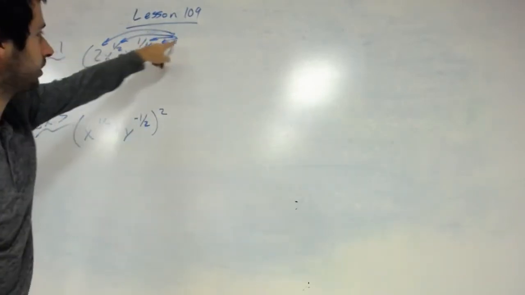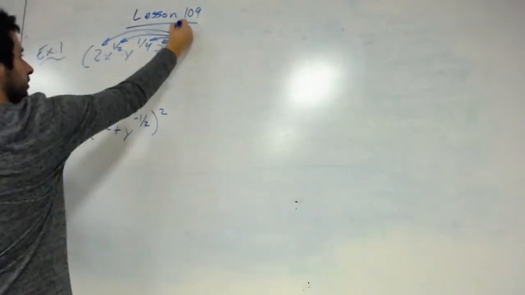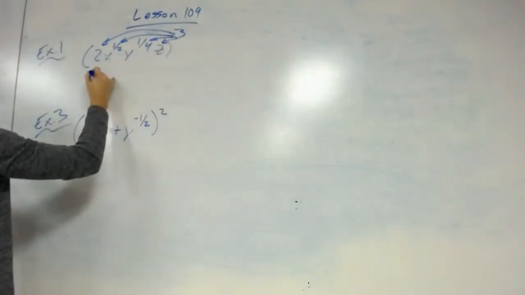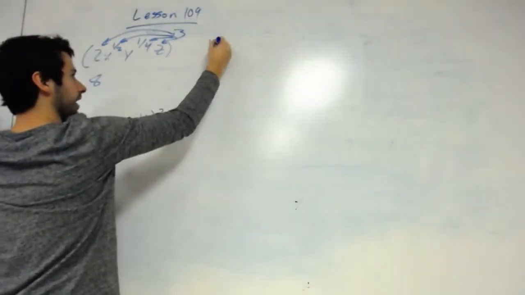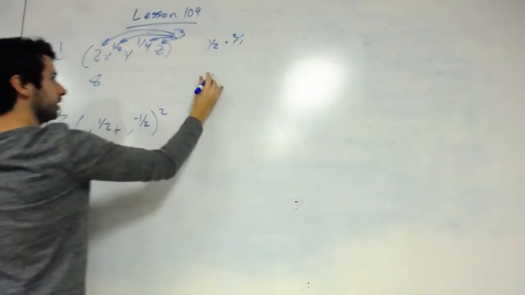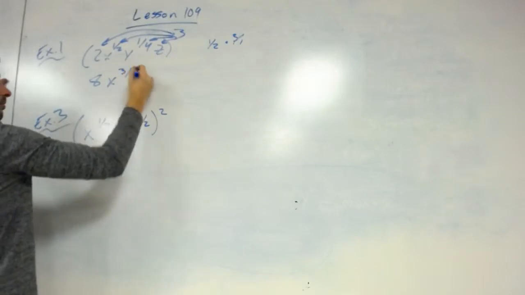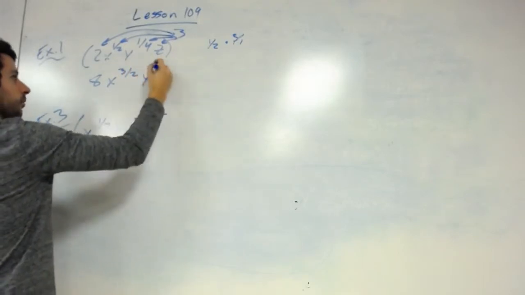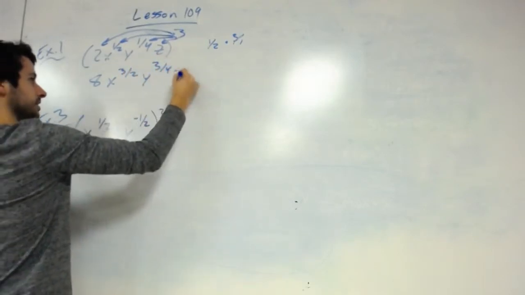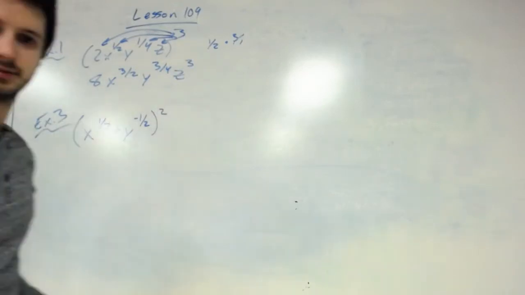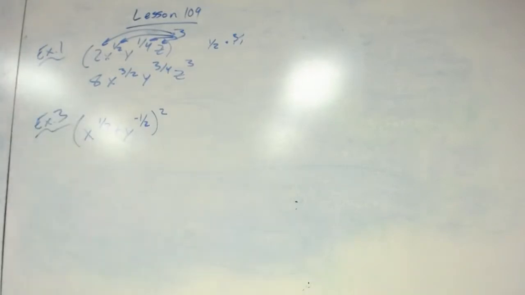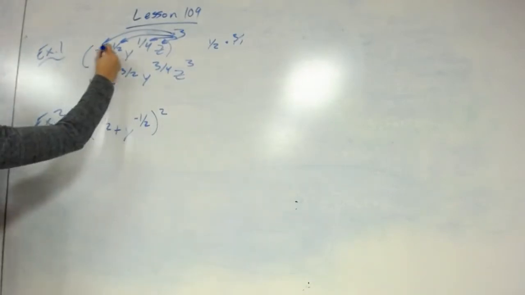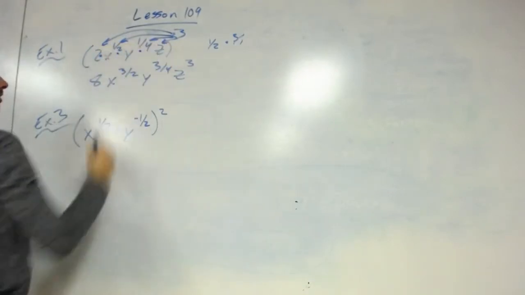So 2 cubed would be 8. Then 1/2, so we multiply 1/2 times 3. That would be x to the 3 over 2 power. Y would be 3 over 4, and then z would be cubed. And that's it. Easy peasy. We've done that before, but the key is that all the variables are being multiplied.